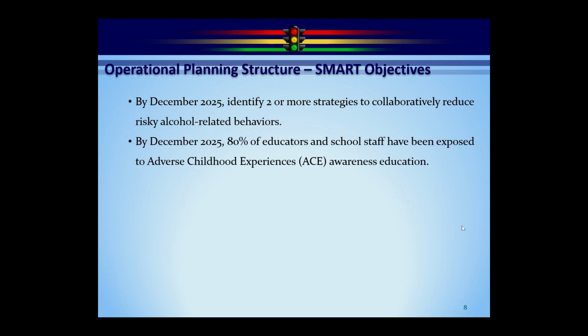By December 2025, 80% of educators and school staff have been exposed to adverse child experiences, ACE awareness education. So if you take each of these, you can say, okay, the timeline is by December 2025, obviously. The specific is in the top one, strategies to collaboratively reduce risky alcohol-related behaviors, and our measurement is 2 or more. So they meet the criteria pretty well.